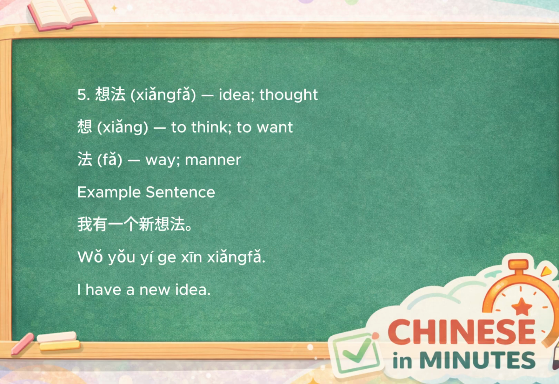5. 想法, idea, thought. 想法 combines 想, meaning to think or to have a thought, with fa, meaning a way or manner. The literal idea is a way of thinking. But in everyday Chinese, 想法 usually means an idea, thought, or sometimes an opinion. For example, 我有一个新想法。I have a new idea. For an easy memory image, imagine a little light turning on inside your head. That new idea is your 想法.